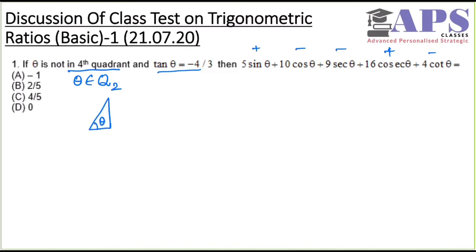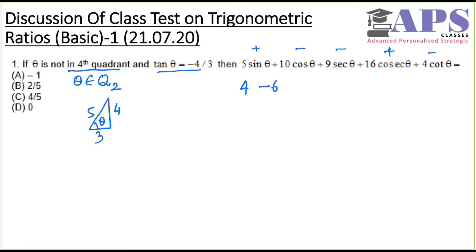Tan theta is minus 4 by 3, but we will consider 4 by 3, and we will say this is 4, this is 3, so this is 5. So from that diagram we can say sin theta is 4 by 5. So 5 into 4 by 5 is 4, and cos theta is 3 by 5 with a minus because of the negative sign, so minus 3 by 5, that will give us minus 6.